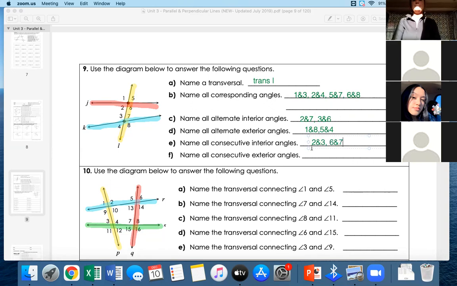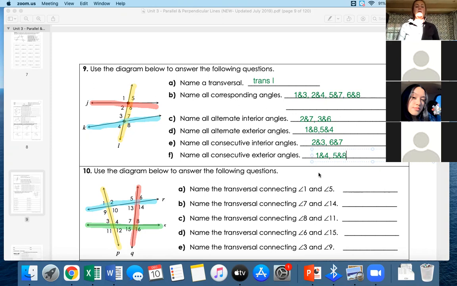Just like that. And then lastly, we need the consecutive exterior. Perfect, perfect, perfect. 1 and 4, 5 and 8. So for all of these, except for corresponding, there's only 2 sets of angles.